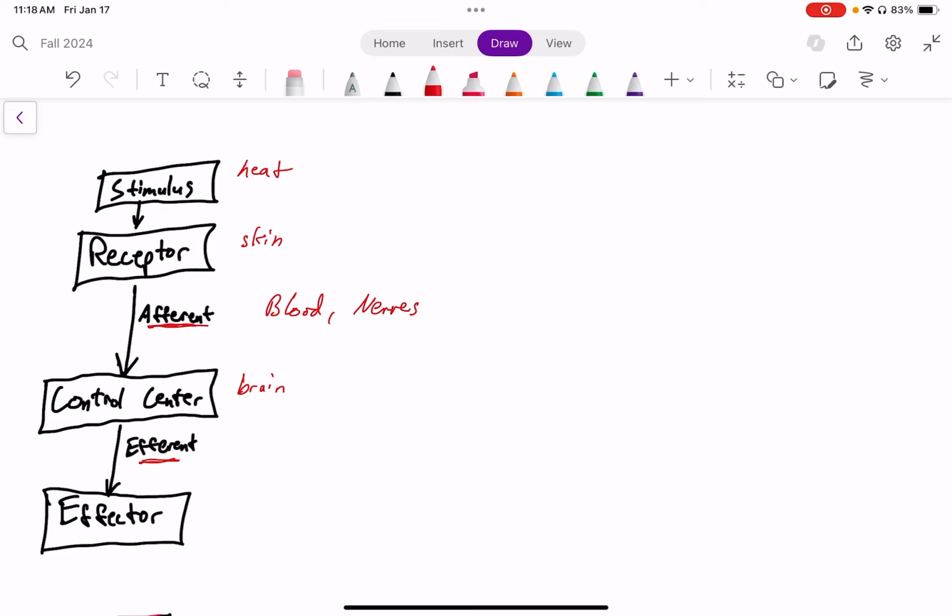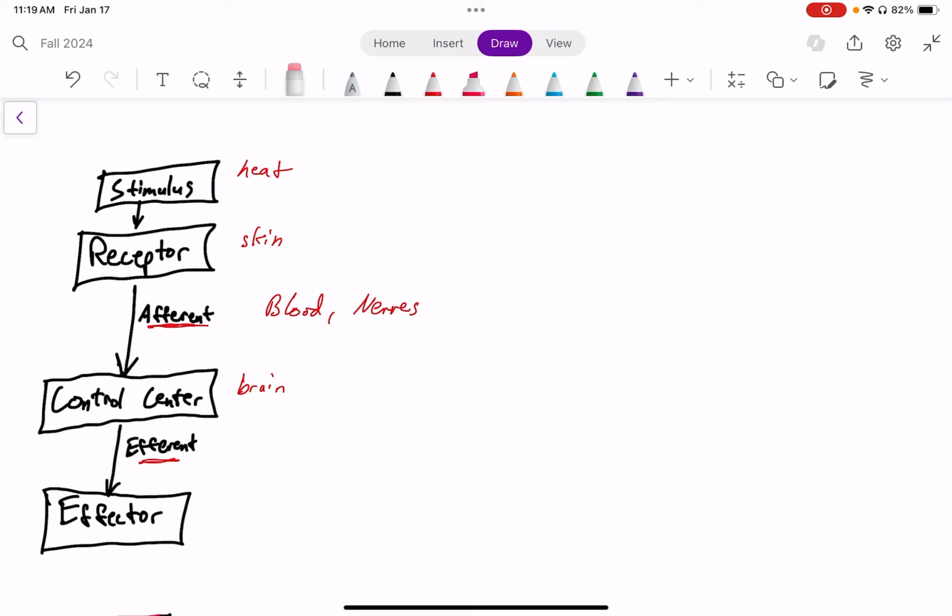Now, these reflex control pathways can have a variety of different effects. And oftentimes, the effector will come around and impact the stimulus. And that's where we get into negative and positive feedback loops. A negative feedback loop is primarily where the body is doing its best to keep the variable at a set point.